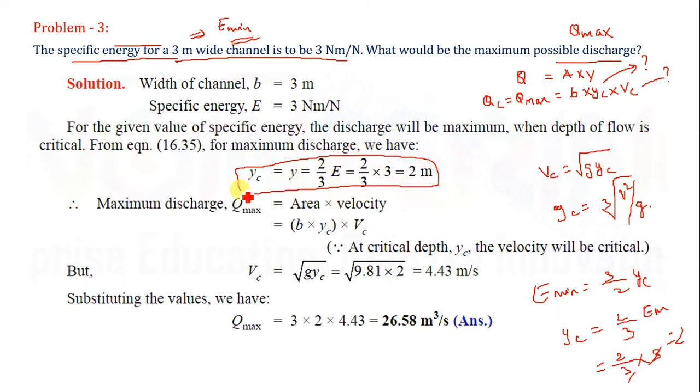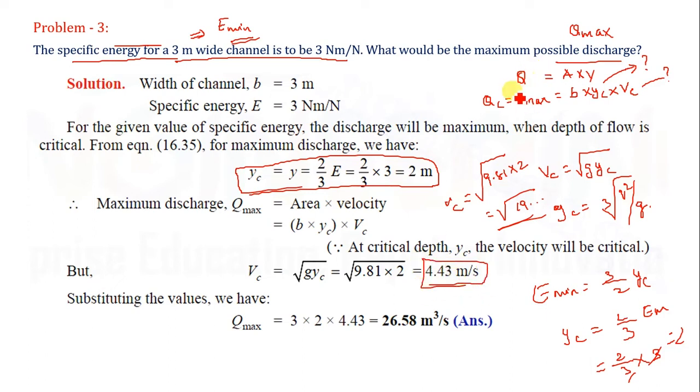So now what is the velocity? Velocity is equal to root over g into Yc. So Vc is equal to root over 9.81 into 2. What do you get? 19 point something, right? So if you find out the root, it will be 4.43 meter per second.